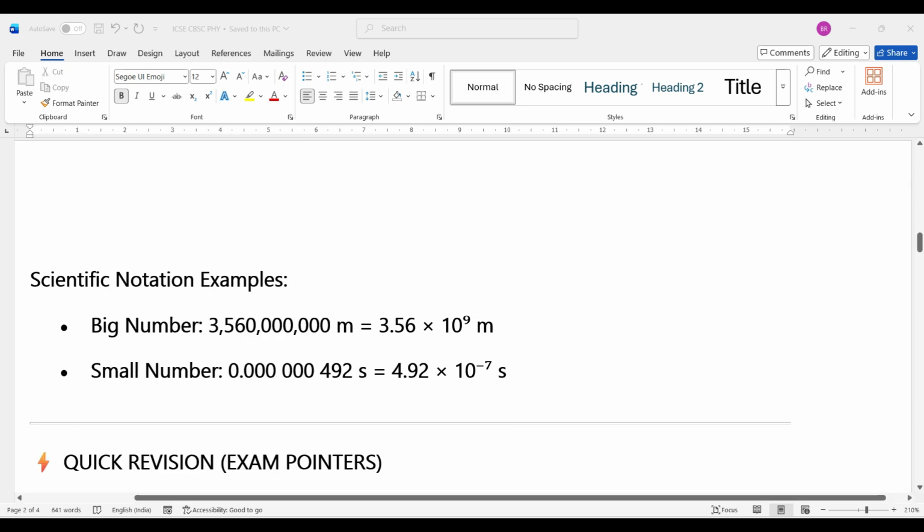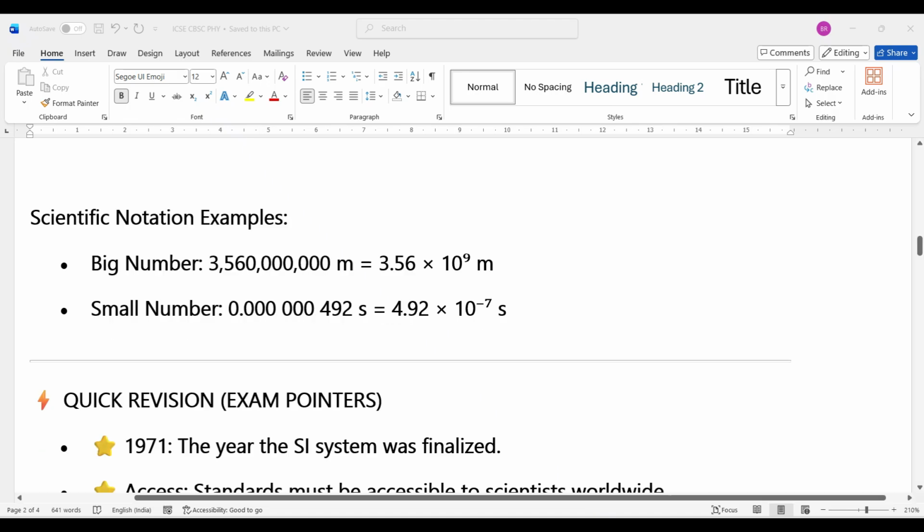Scientific notation examples. Big number: 356000000 meter is equal to 3.56 multiplied by 10 to the power 9 meter. Small number: 0.000000492 second is equal to 4.92 multiplied by 10 to the power minus 7 seconds.